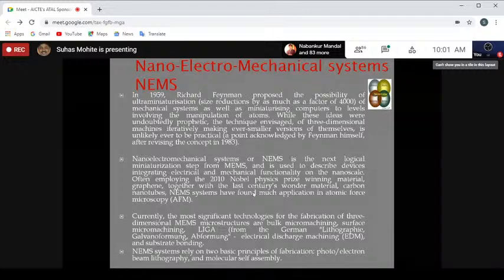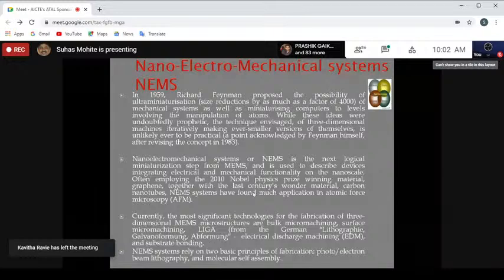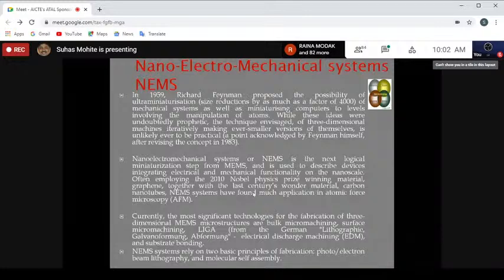Currently, the most significant technologies for the fabrication of three-dimensional MEMS microstructures are bulk micromachining and surface micromachining. Besides that, there are other processes such as LIGA, EDM and substrate bonding. NEMS systems rely on two basic principles of fabrication: photolithography or electron beam lithography, and molecular self-assembly, because nanotechnology is a level where you manipulate molecules, which have dimensions of fractional nanometers or angstroms, and with atomic force microscopy, you can manipulate these particles at nanoscales.